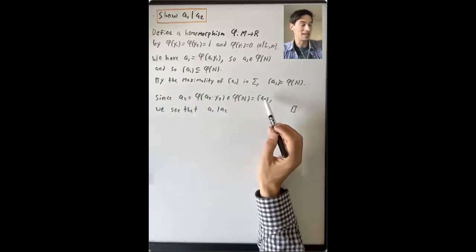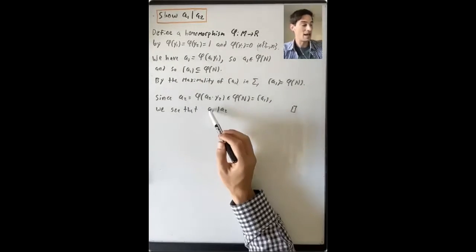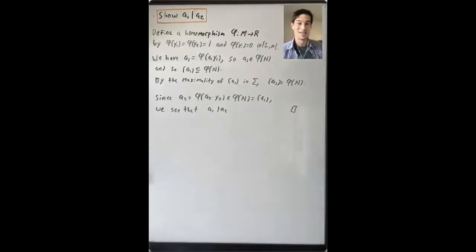So A2 is in the ideal generated by A1. So A1 divides A2. So that completes the proof of this theorem 4. Finally. So this, I think, was by far the most complicated argument in the entire 206 sequence so far.